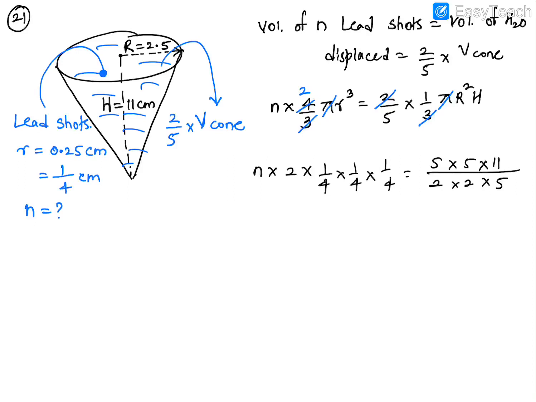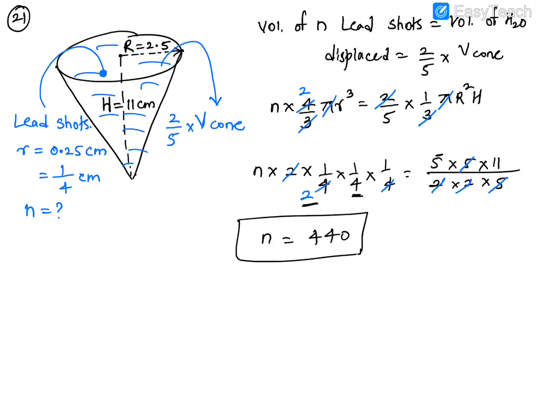Now what we'll do is cancel, 2 2s are 4. Then 5 and 5 got cancelled. 2 1s are 2, 2s are. So now what is n equal to? So n is equal to 2 4s are 8, 8 5s are 40. 40 into 11 is what? 440. Got it?